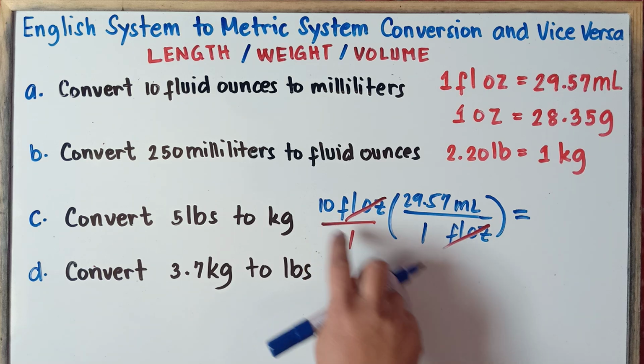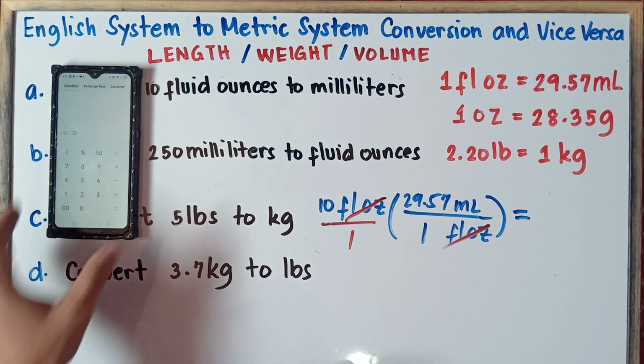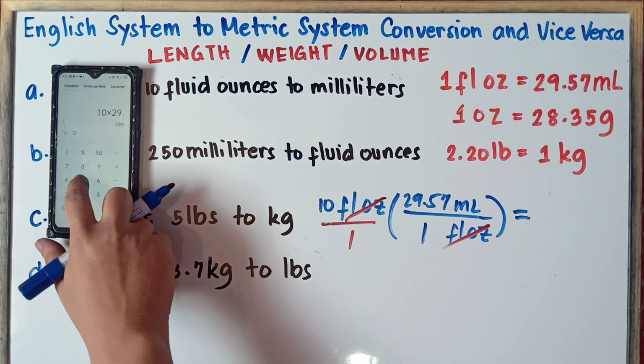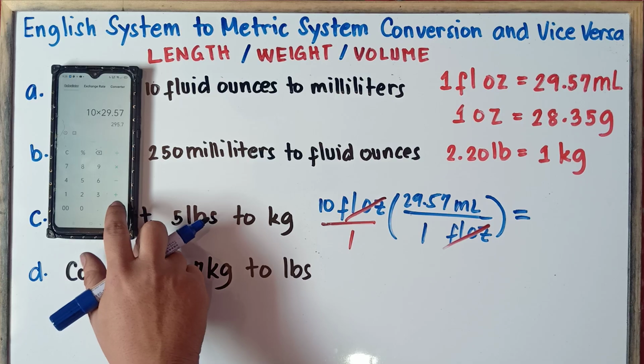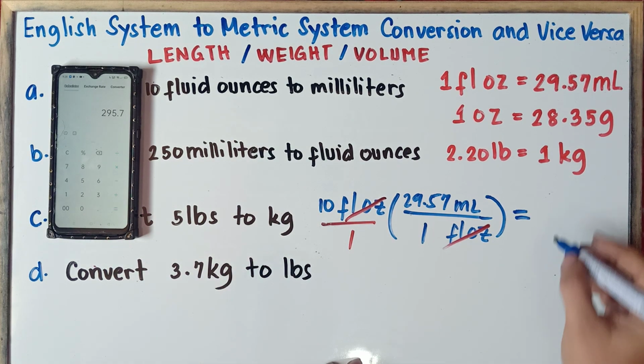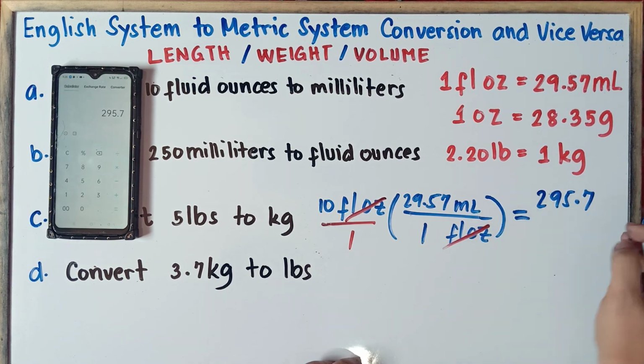And then simply multiply. 10 times 29.57. So let's use our cell phone calculator. 10 times 29.57. So the answer is 295.7. Do not forget the units, milliliter.